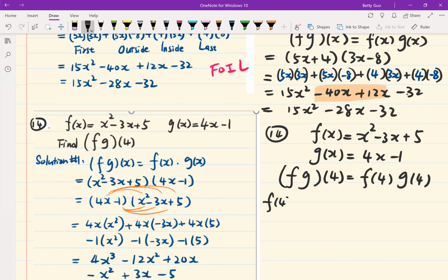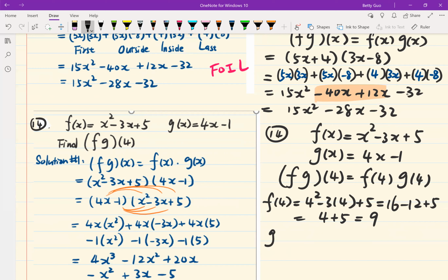F of 4 equals 4 squared minus 3 times 4 plus 5. Use your calculator to assist you to find the value of the function f at x equals 4. 4 squared is 16. Negative 3 times 4 is negative 12, plus 5. 16 minus 12 is 4. 4 plus 5 is 9. F of 4 is 9.